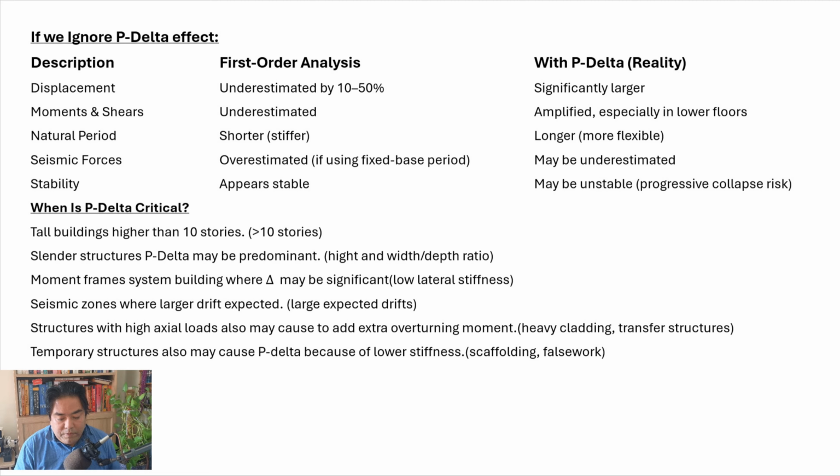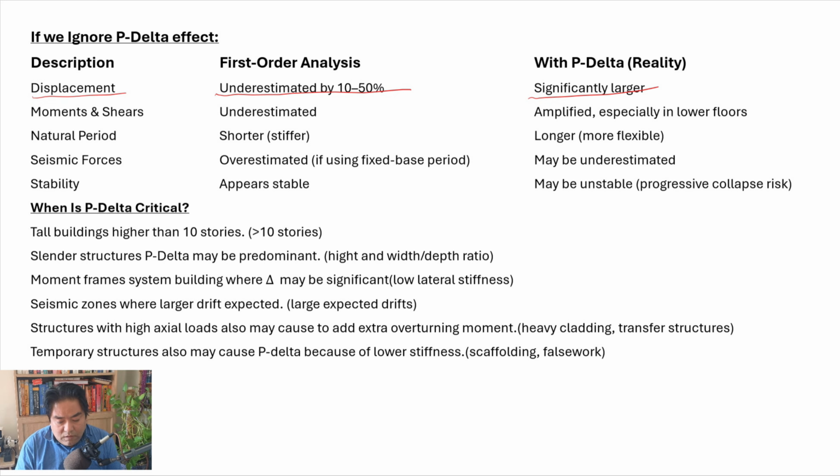If we ignore the P delta effect, what can happen? That we'll learn in this page. Displacement in first order analysis: if we ignore P delta, we will be underestimating displacement by 10 to 15%, even 50%, compared with reality. If P delta is not considered, significantly larger displacement will be ignored.